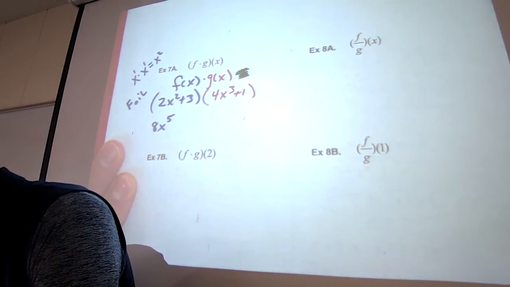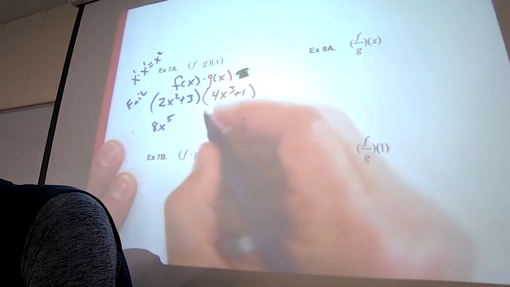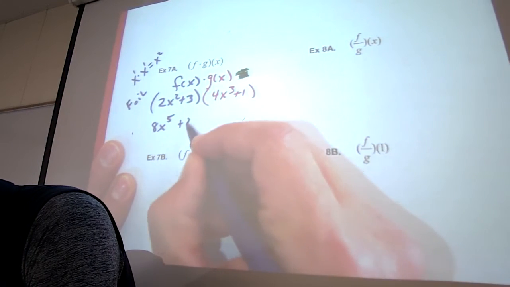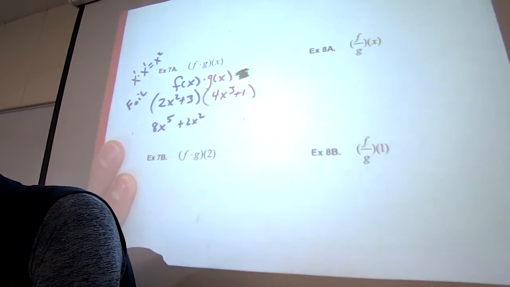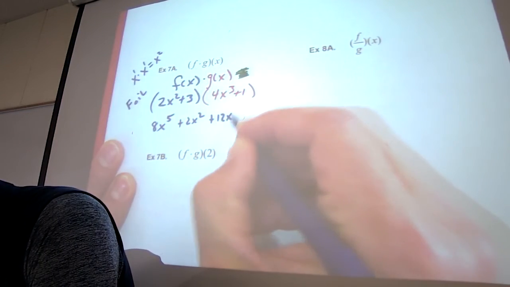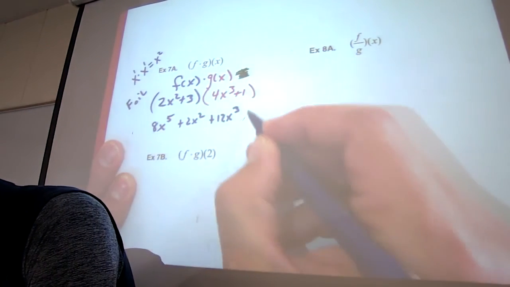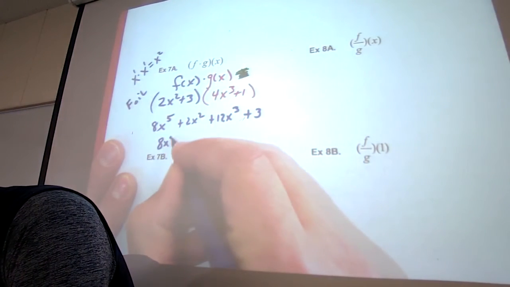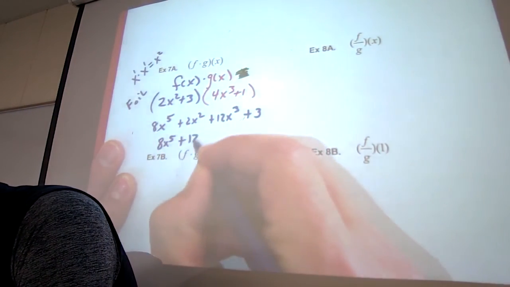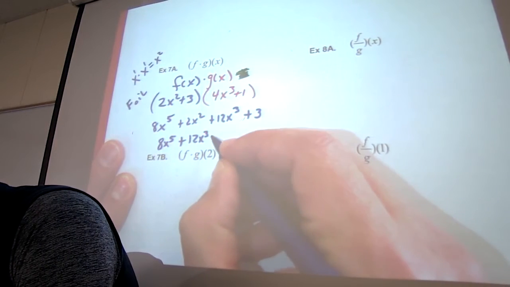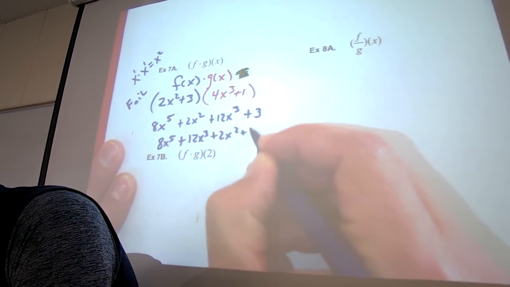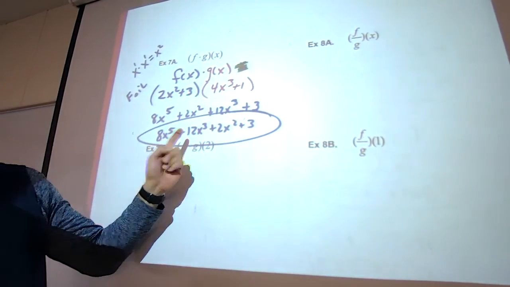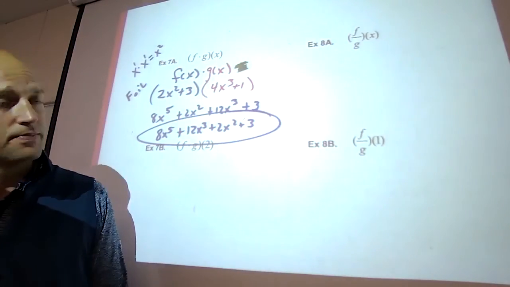All right? Outers and inners, I get a 2x squared and a 4. So I'll just write that 2x squared so I don't lose anybody. 3 times 4x cubed is a 12x cubed. And 3 times 1 is 3. Again, write in descending order, so the power of x gets smaller and smaller. So final answer I should get 8x to the 5th plus 12x cubed plus 2x squared plus 3.